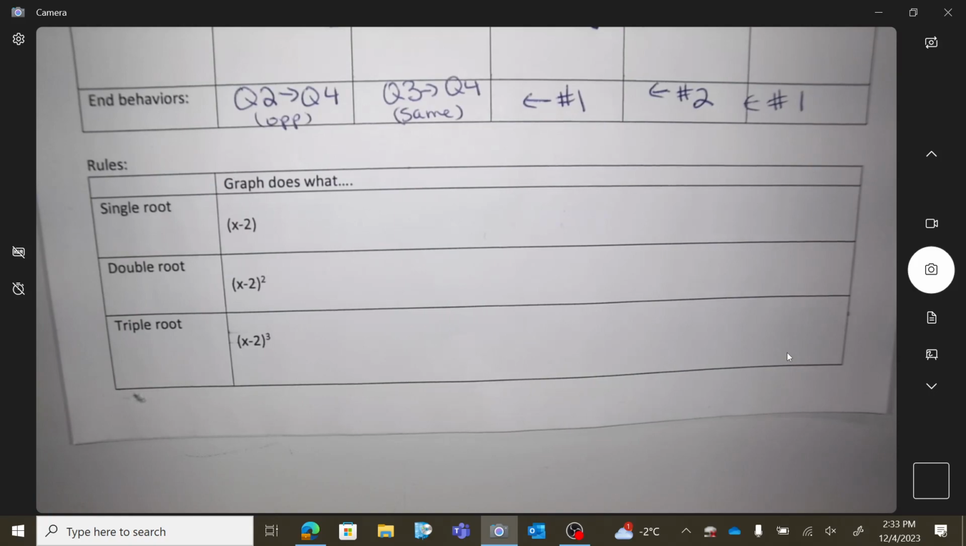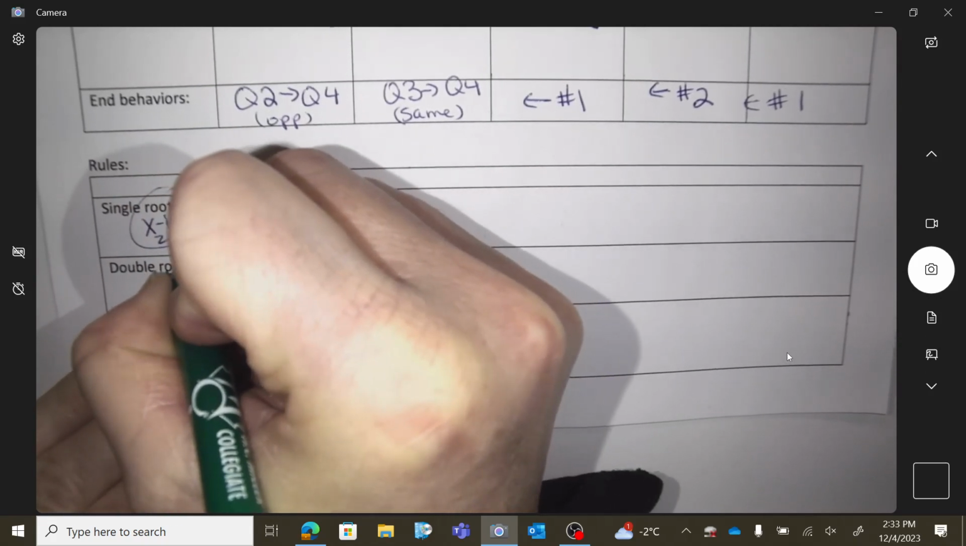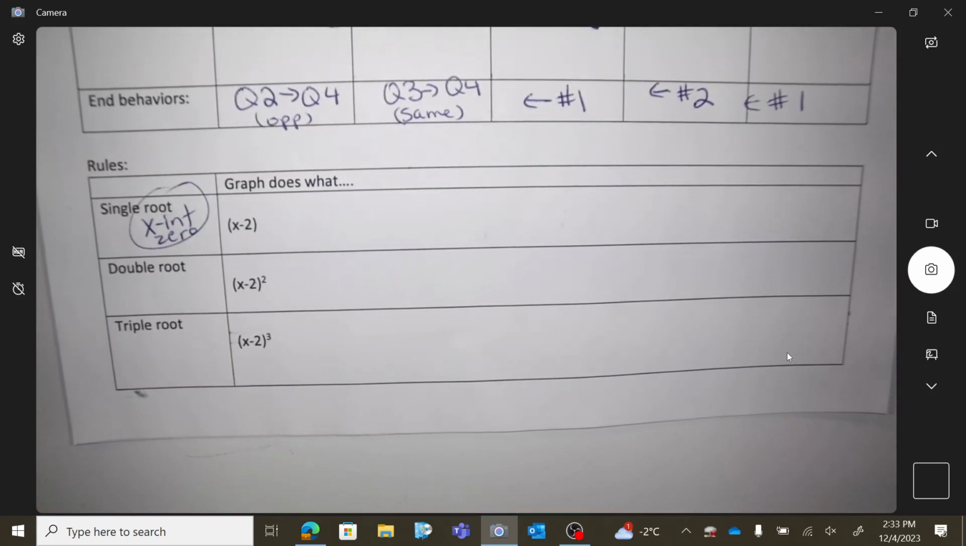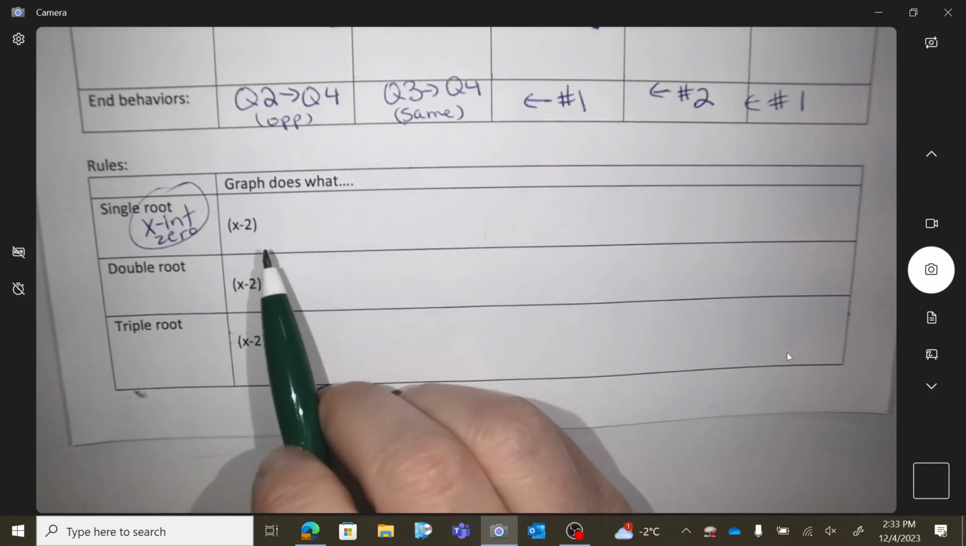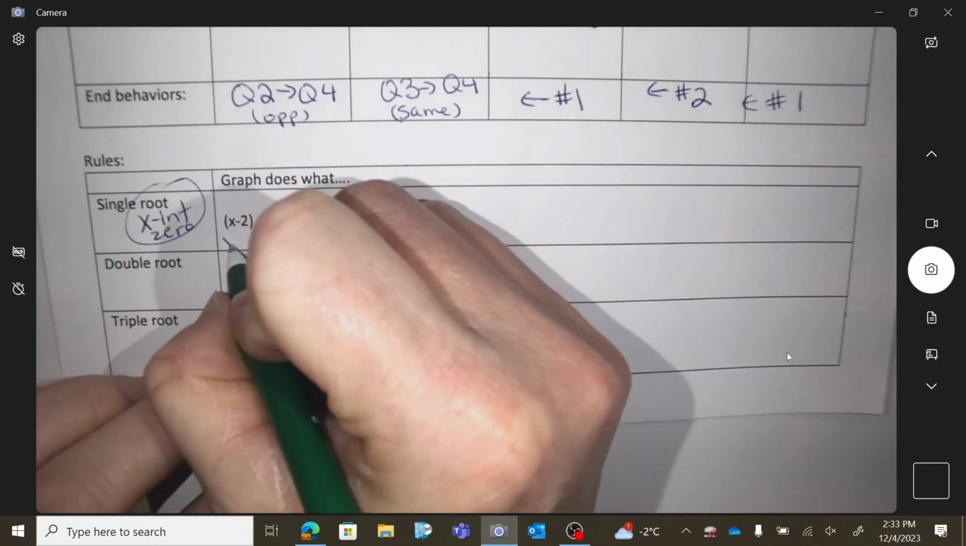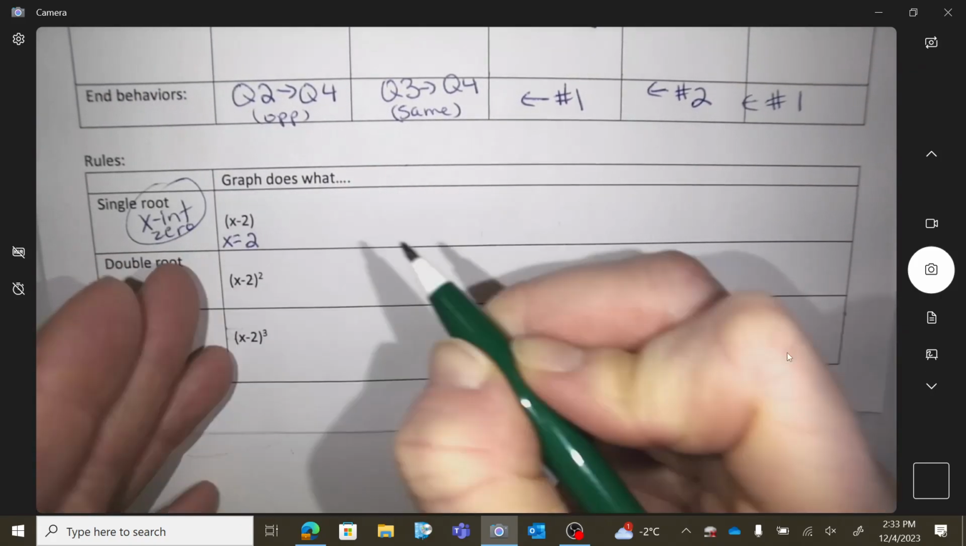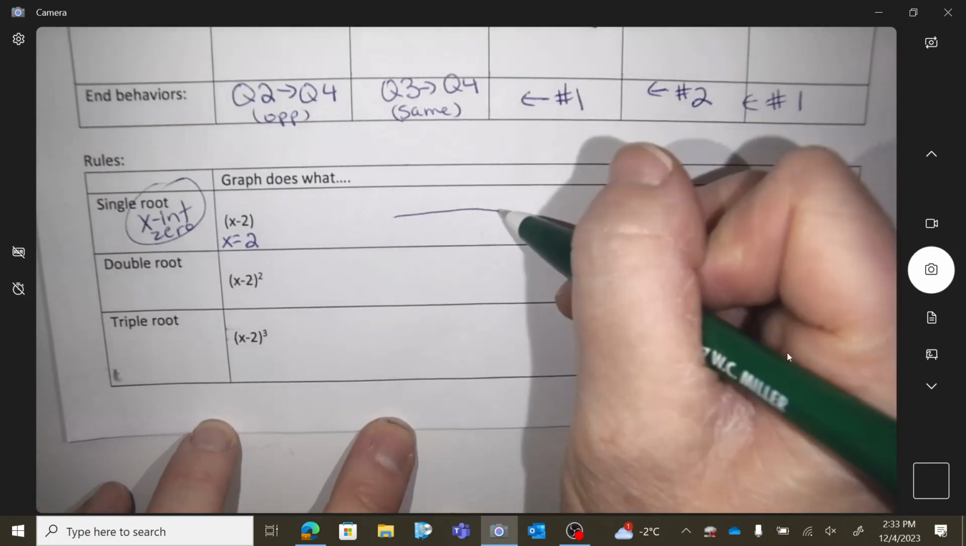Okay, now we're going to talk about x-intercepts. Do you guys know that these are all kind of the same thing: x-intercepts, roots, zeros. Okay, so if this is a factor, what is the x-intercept? If this is the factor, the x-intercept is positive 2.